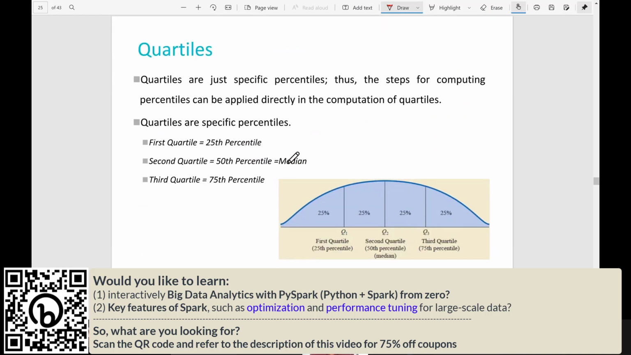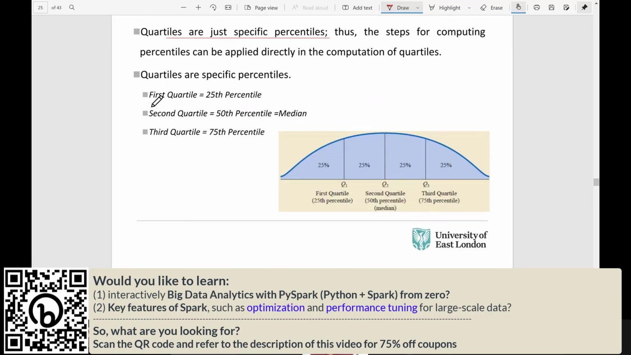So another one is quartiles. Quartiles are specific percentiles. The first quartile means the 25th percentile. The second quartile means the 50th percentile, or median. Can you see, guys, median is really relevant to percentile and quartile. The third quartile means the 75th percentile. These are the specific percentiles.